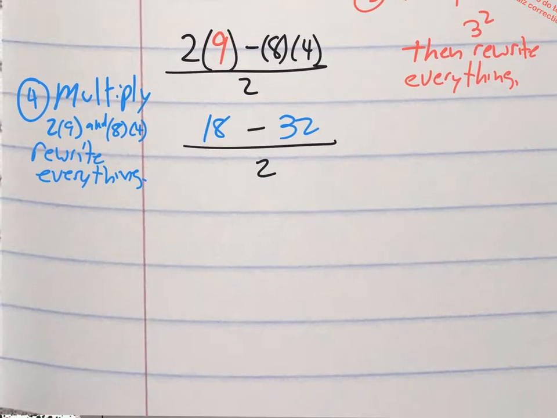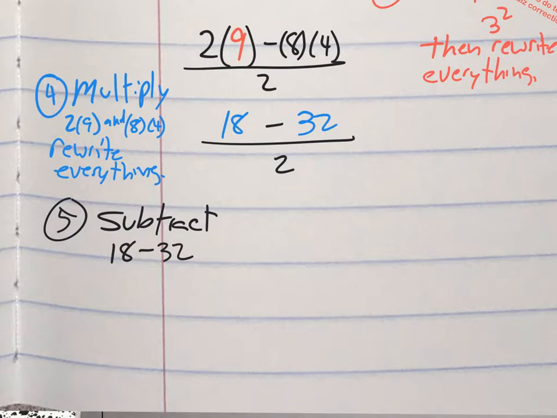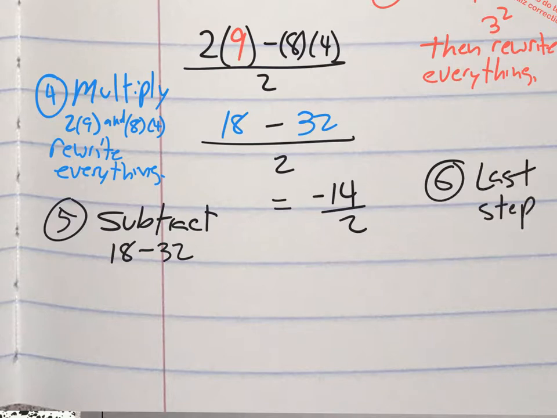So step 5, what's the next thing we do? You subtract 18 minus 32, and we do get, what do we get? Negative 14. So we really have negative 14 over 2, and the last step, number 6, divide. So we end up with negative 7 as our final answer.